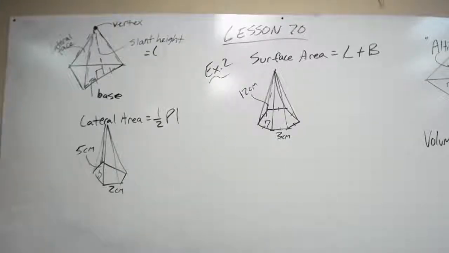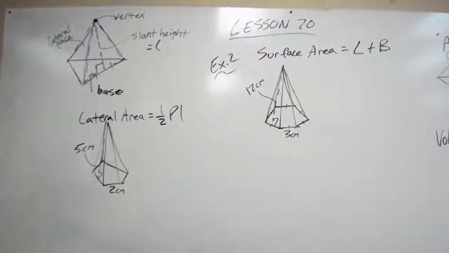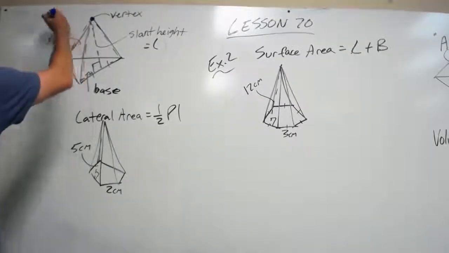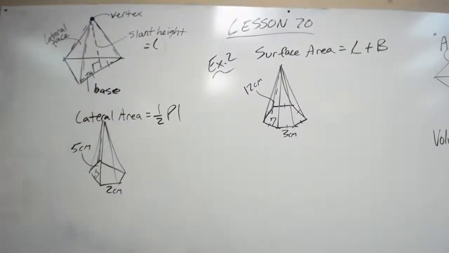Lesson 70 is going to be about finding surface areas and volumes of pyramids and lateral area. First of all, let's look at, I said prisms, I mean pyramids. Let's look at a pyramid here. On this pyramid, I want to label a few things.